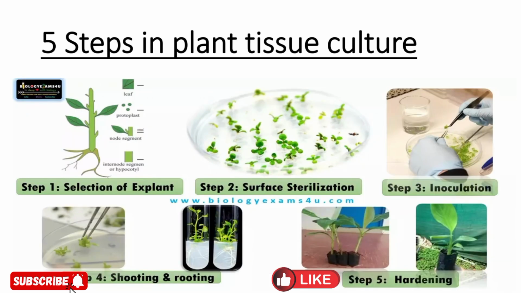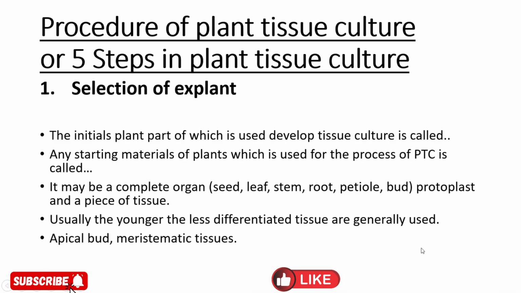Now we'll go to the procedures of plant tissue culture, or we can say the 5 steps in plant tissue culture. The first step is selection of explant, the second step is surface sterilization, the third step is inoculation, the fourth step is shooting and rooting or multiplication, and the fifth step is hardening. So the first step in plant tissue culture is selection of explant.